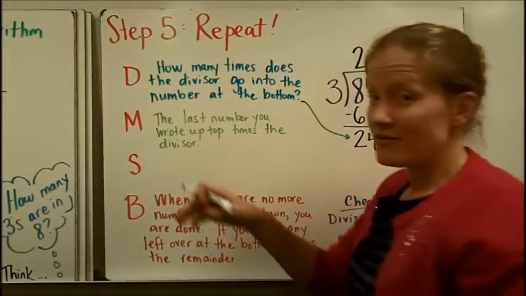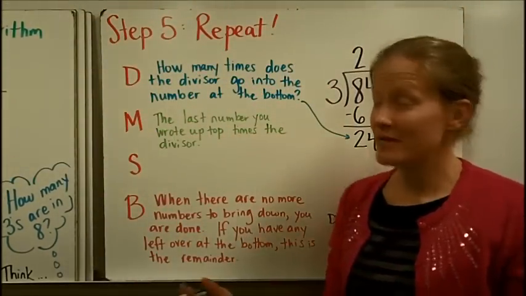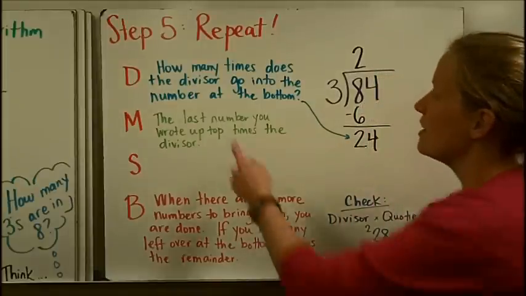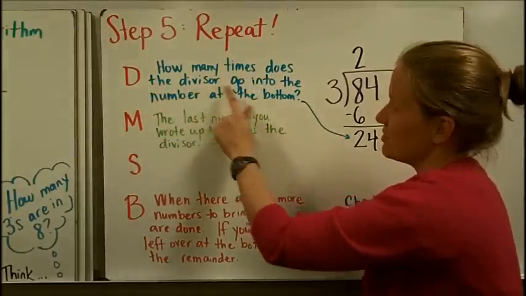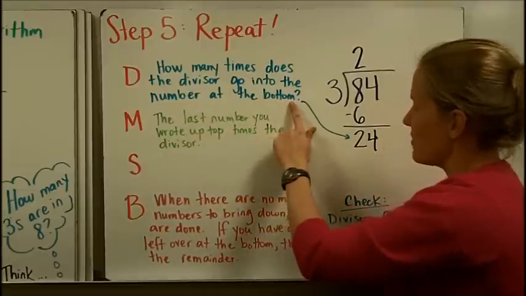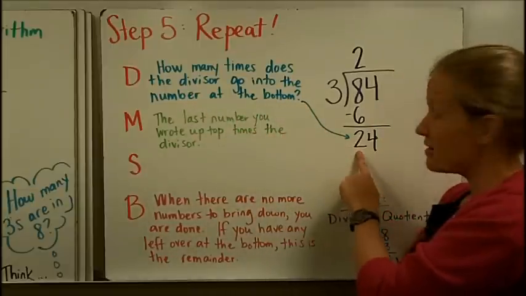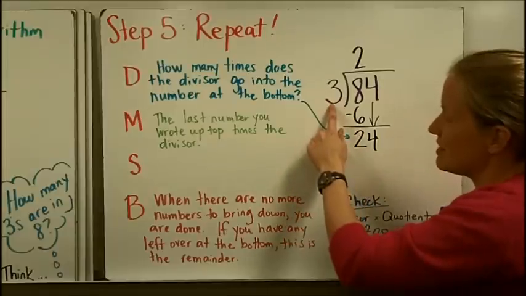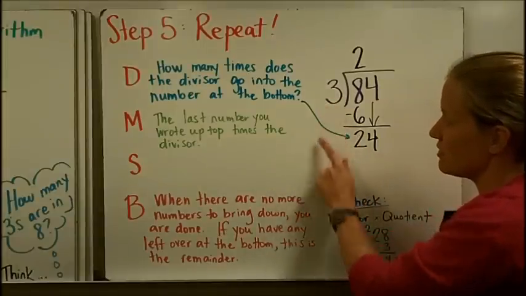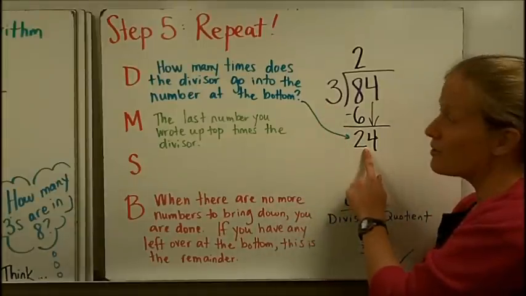And then step 5, I have to repeat those steps as many times as necessary. So next I'm going to see how many times does the divisor go into the number at the bottom. So I just got this 24, remember, by bringing down the 4. And now I'm seeing how many times does the 3 go into this number, the 24 down here.